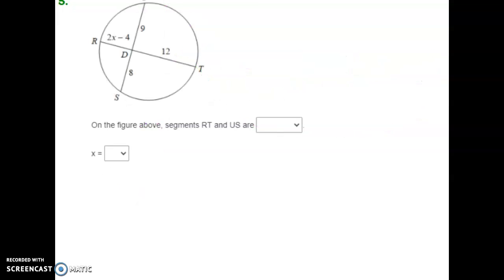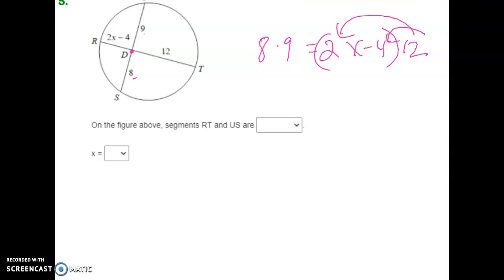Number 5. All right, these are segments, and we don't know that they've intersected in the center. But we do know that when I multiply 8 times 9, I should get 2x minus 4, the quantity, times 12. So then I would distribute the 12. All right, distribute the 12. You get your equation here. It's a 2-step equation. You solve for x, you get x equals 5. And they're asking on the above figure segments RT and US.